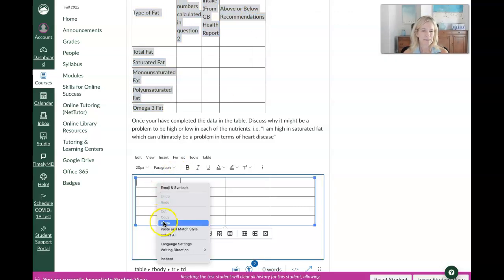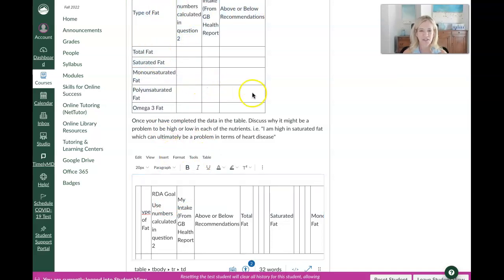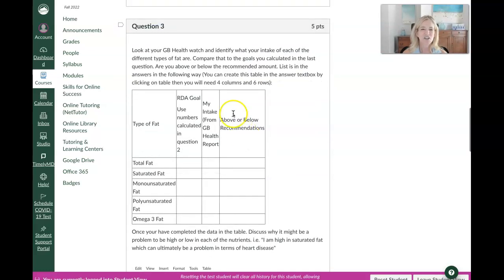Well, let's see if it does. Paste. Nope, it didn't do it, so don't do that. I think you can copy across the top column, but it doesn't like doing the bottom column. So sorry about that. Just don't do that.